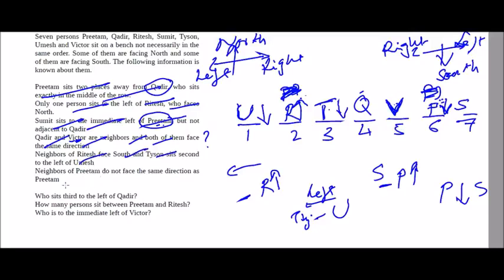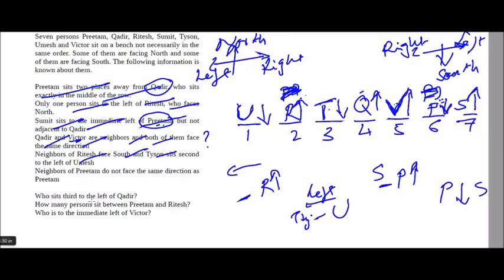Now the last statement says neighbors of Preetham do not face the same direction as Preetham. Preetham is facing south, so neighbors of Preetham have to face north. Because Victor is facing north, Kadir also has to face north. Now I have all the information about everyone. I know which direction each of them is facing. I also know where they are seated. I should be able to answer all these questions.